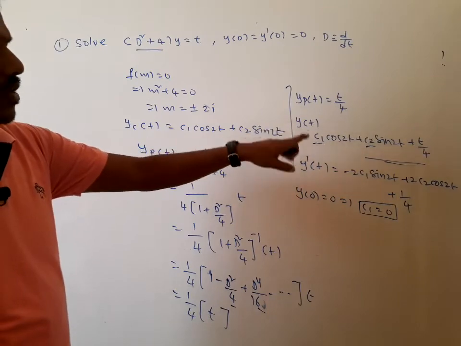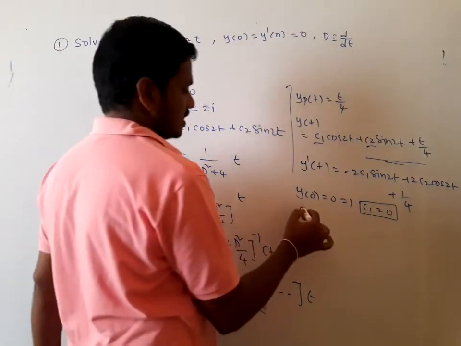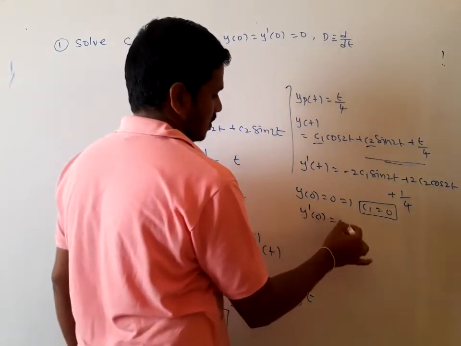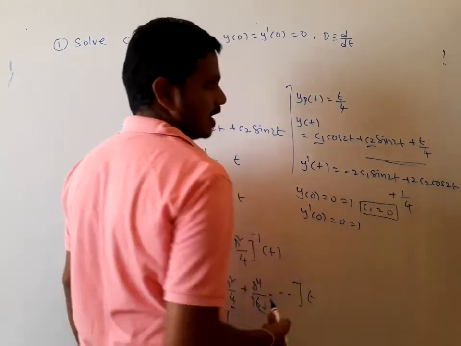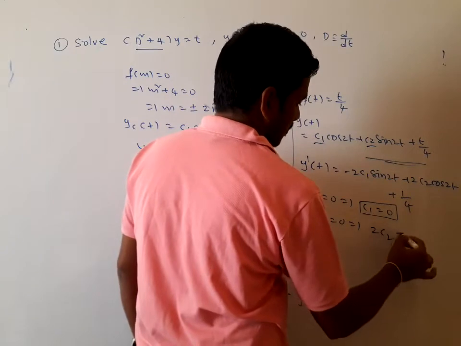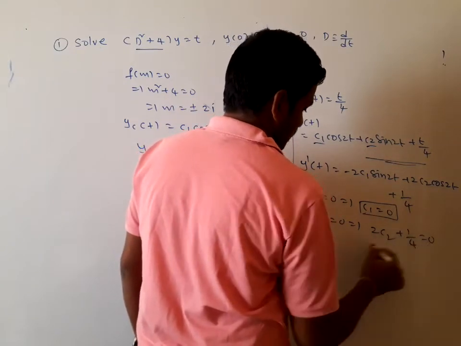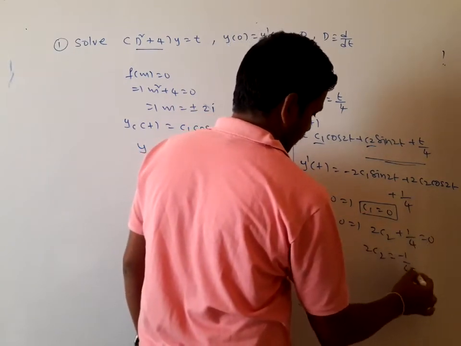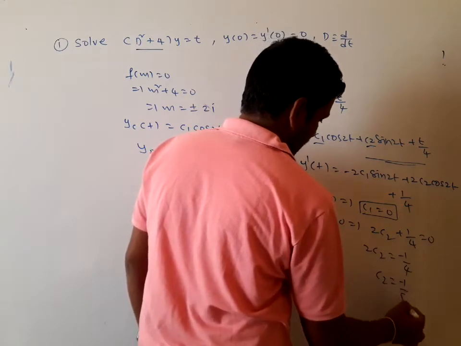c1 cos 0 plus c2 sin 0, 0 by 4. Next, y dash of 0 is also 0, which implies minus 2 c1 sin 2t, with sin 0 being 0, plus 2 c2 plus 1 by 4 equals 0. So 2 c2 is equal to minus 1 by 4, and c2 is equal to minus 1 by 8.